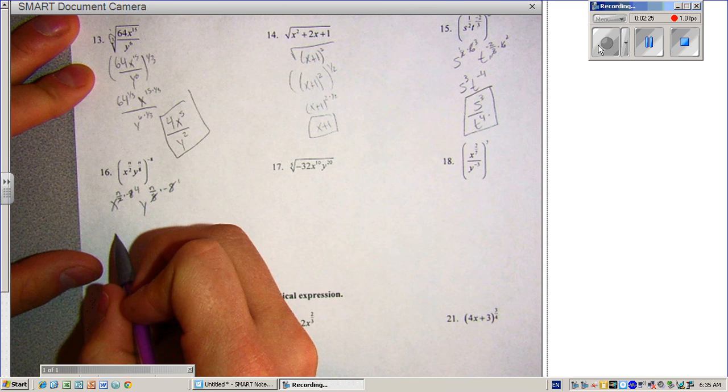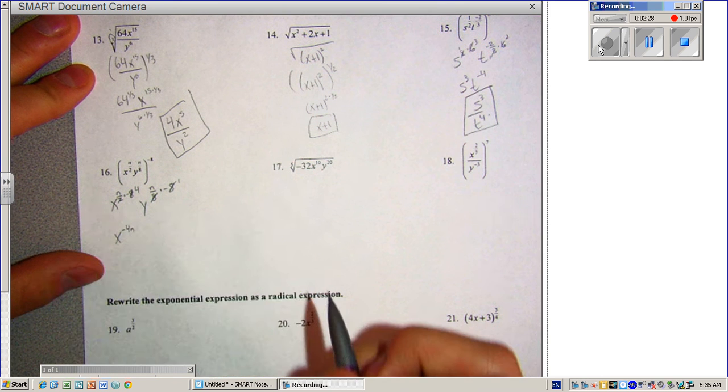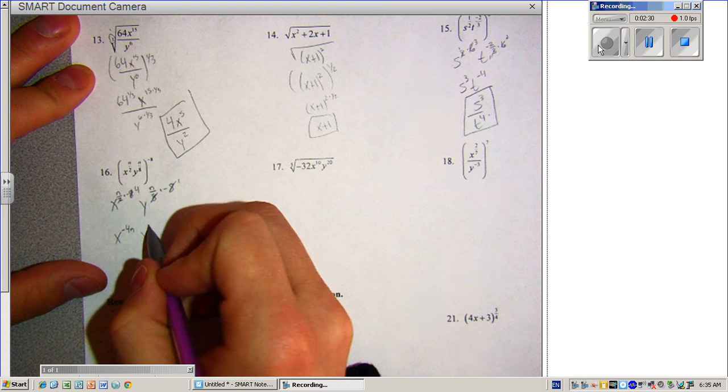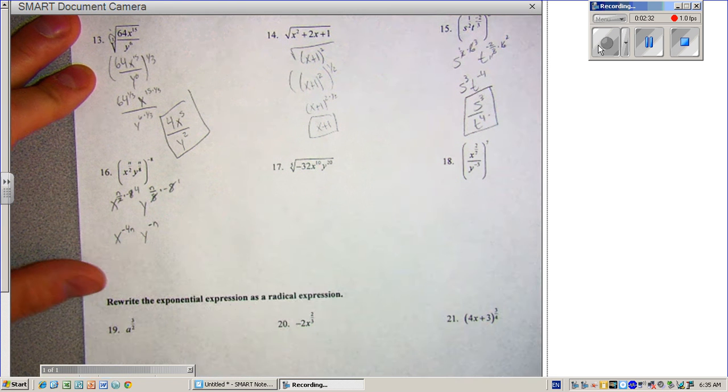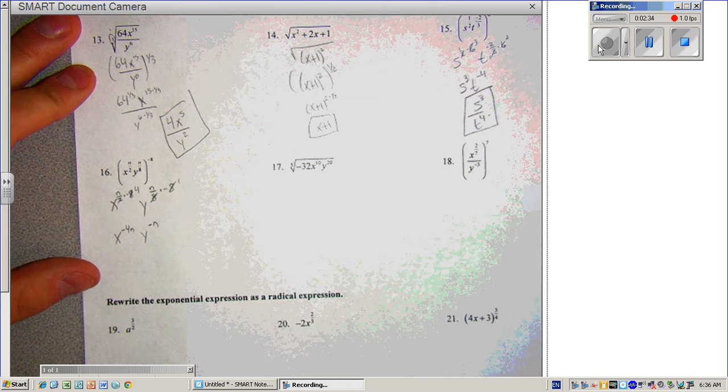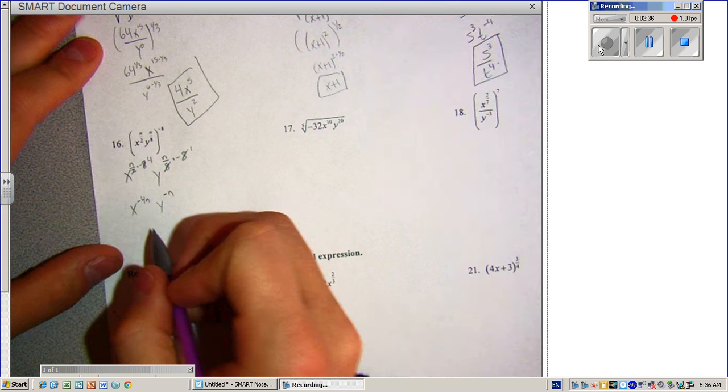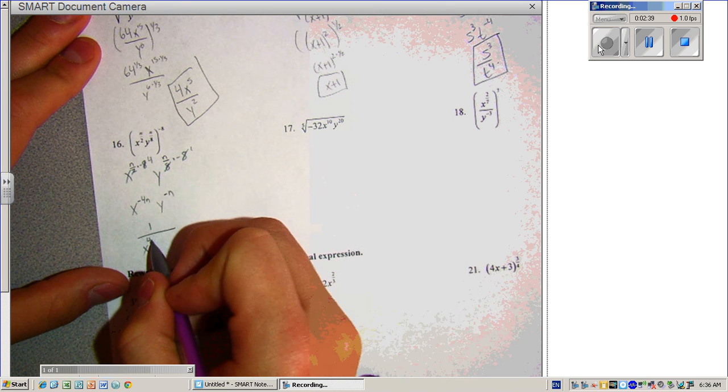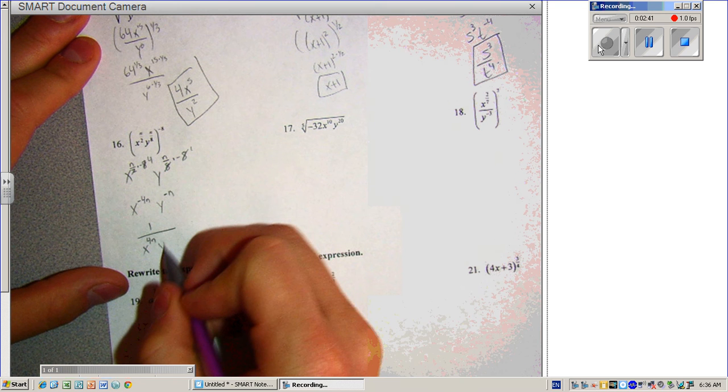So I'm left with x to the negative 4n and y to the negative 1n, or just y to the negative n. Now remember, we don't want negative exponents, so I need to simplify that into 1 over x to the positive 4n times y to the positive n.